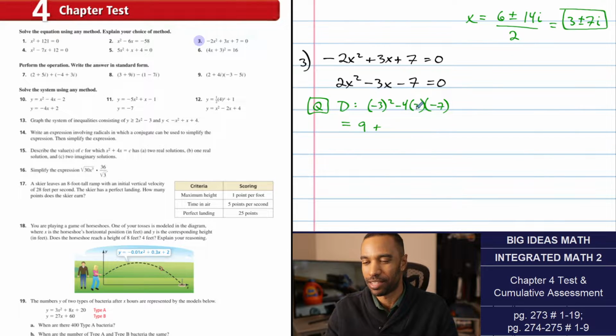Which is 9 plus 8 times 56, which is 65.